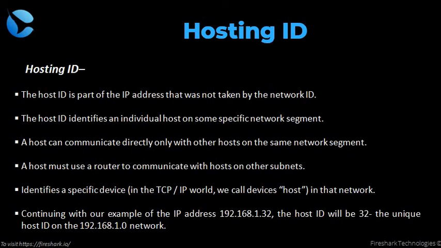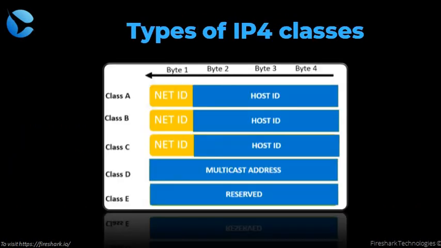The host ID is the part of the IP address that is not taken by the network ID. A host can communicate directly only with other hosts on the same network segment. A host must use a router to communicate with a host on the other subnet. It identifies a specific device in TCP/IP, which would be called a device or host in the network.